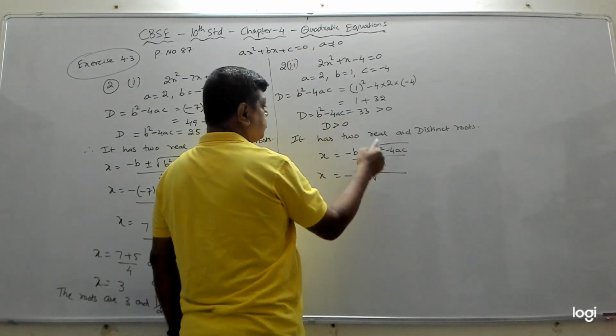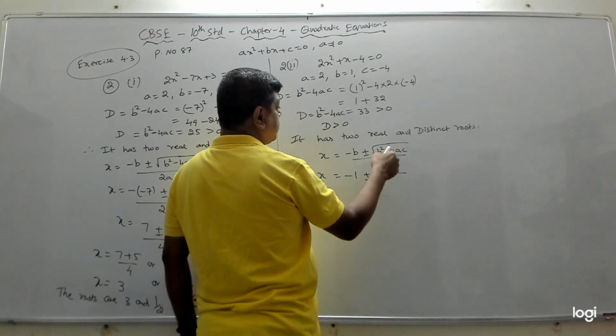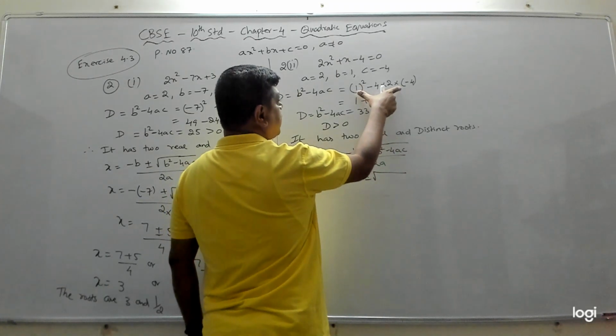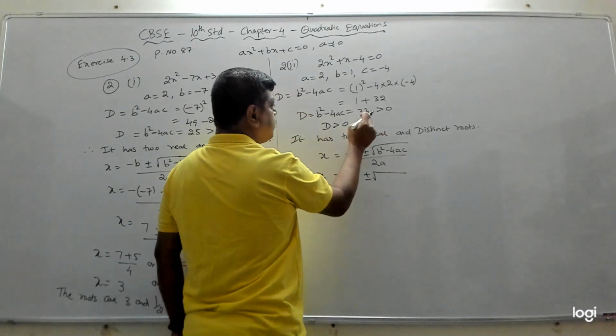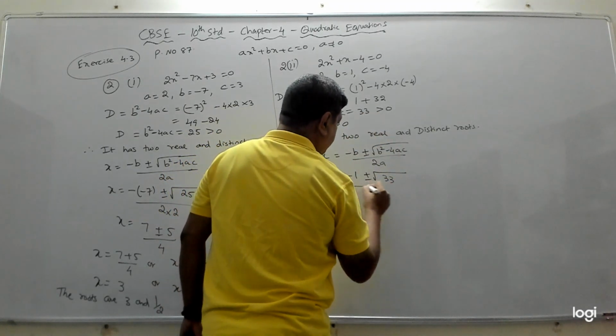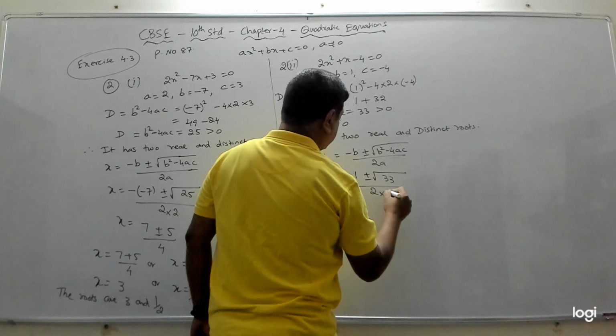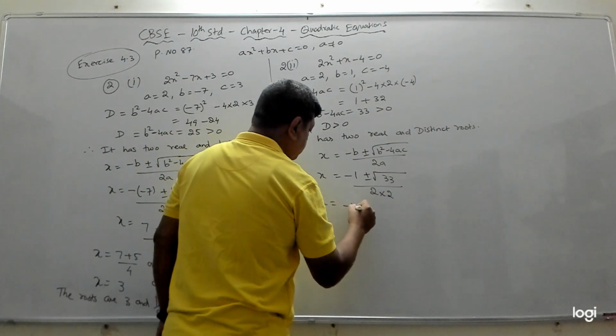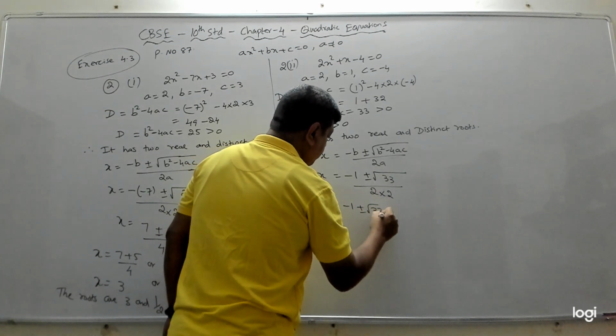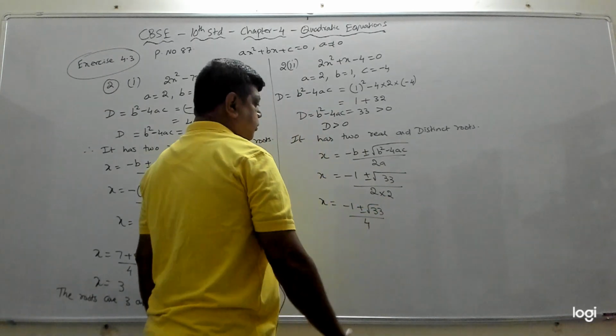We already calculated that. You need not substitute b as 1 and 4 into a into c again. We have already done that. So you just put the b square minus 4ac value, which is 33, by 2a, 2 into a. A is 2. So it becomes x is equal to minus 1 plus or minus square root of 33 by 4. 2 times 2 is 4.